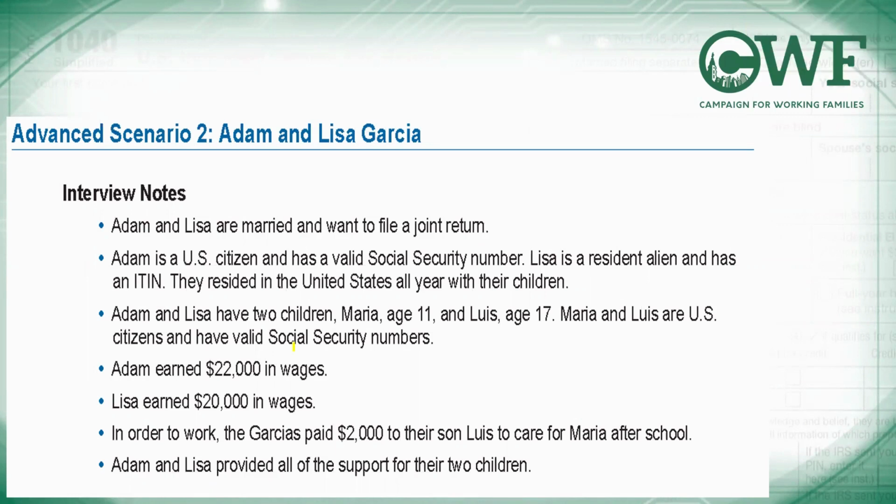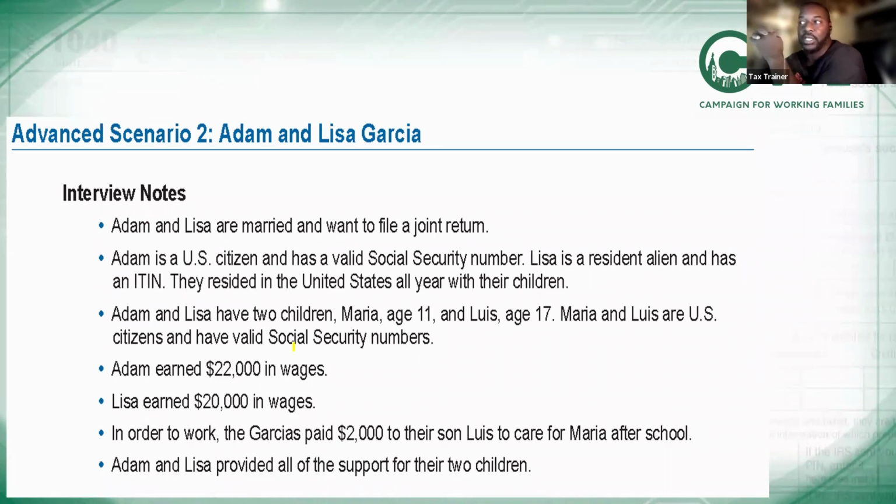All right, Adam and Lisa Garcia, they're married. They want to file a joint return. So that's simple, I know what their filing status is. Adam is a U.S. citizen, and Lisa, though, is a resident alien and has an ITIN. So Lisa doesn't have a social security number. They both reside in the United States all year with their children. Adam and Lisa have 2 children, ages 11 and 17. Maria and Louise are U.S. citizens and have social security numbers.